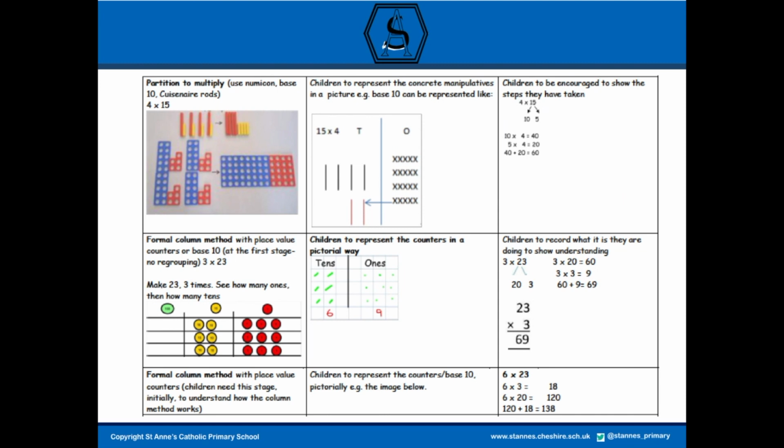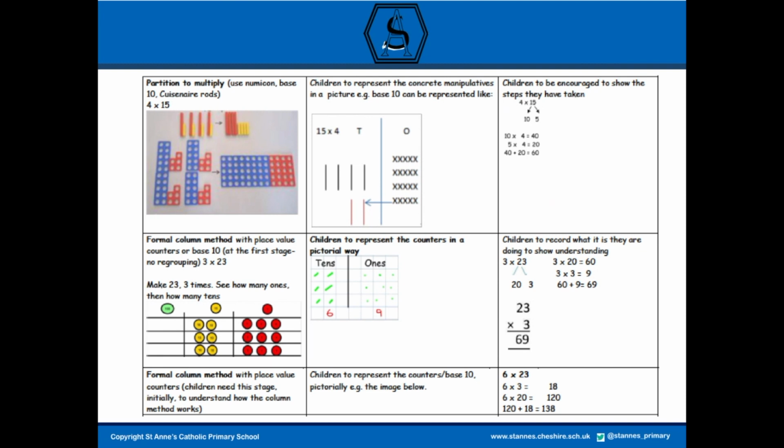Then we move on to the pictorial. You can see we've drawn 4 15s, so we've got 1 10 and 5 1s, 1 10 and 5 1s, 1 10 and 5 1s, 1 10 and 5 1s. Then all the ones are regrouped into 2 10 sticks, because 5 plus 5 plus 5 plus 5 equals 20, which is added into the tens column.